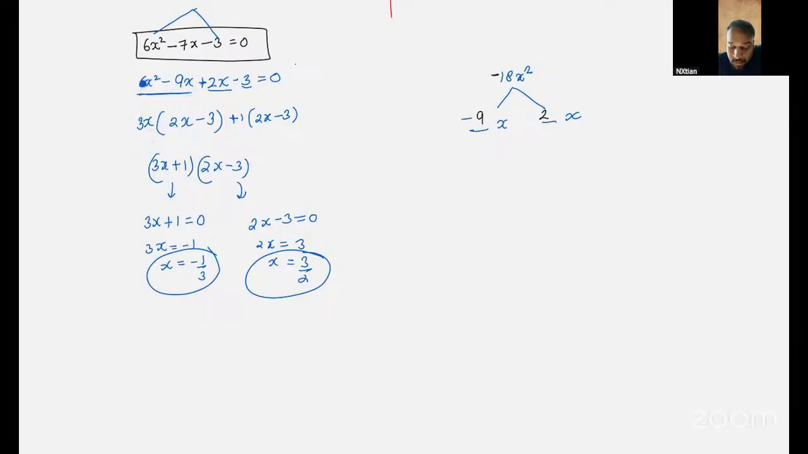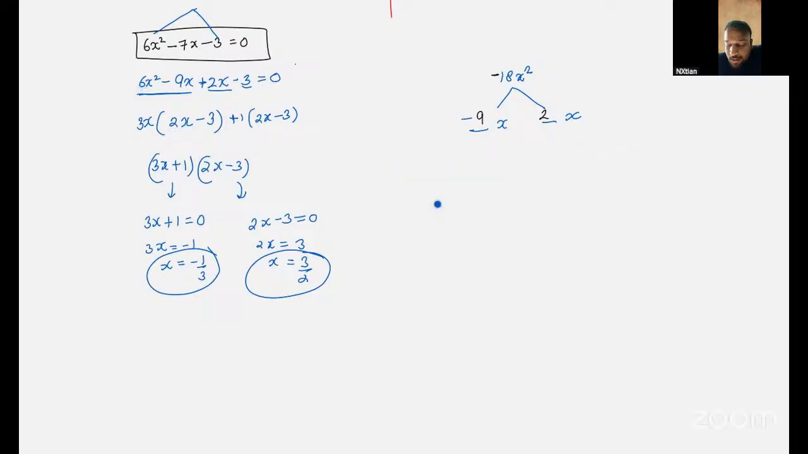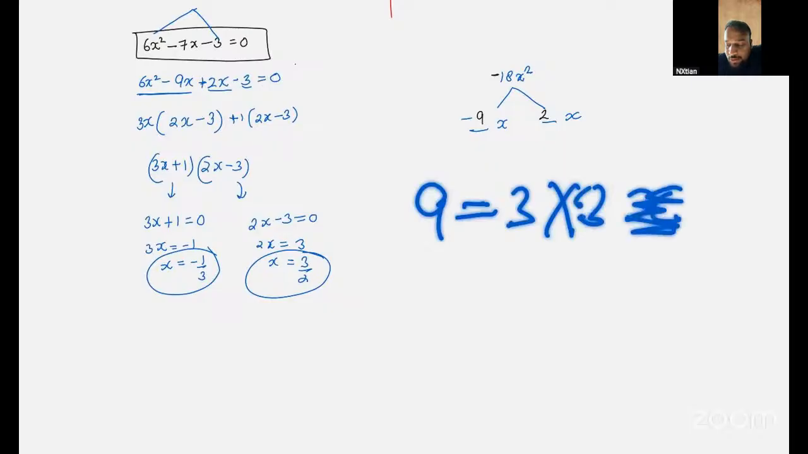Now from this, we can write 6 as 3 into 2, and 3 is out. So what will remain behind? 2. So I wrote 2 here. And 2x was there, 1x is out. So what will remain behind? x. So I wrote 2x here. In the same way, 9 can be written as 3 into 3, and x was there. So one x is out and one 3 is out. What will remain behind? Only 3. So I wrote 3 here.